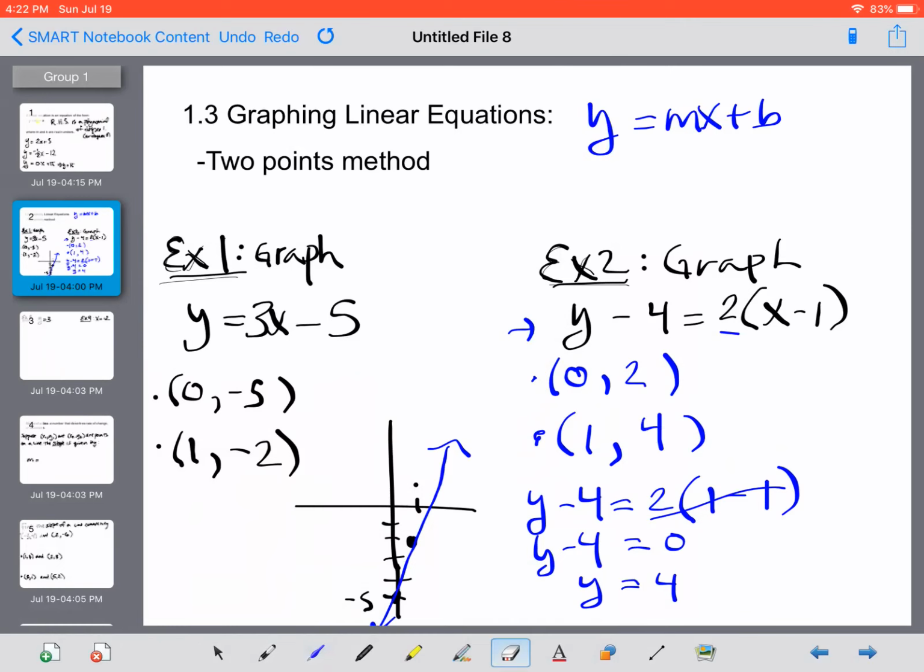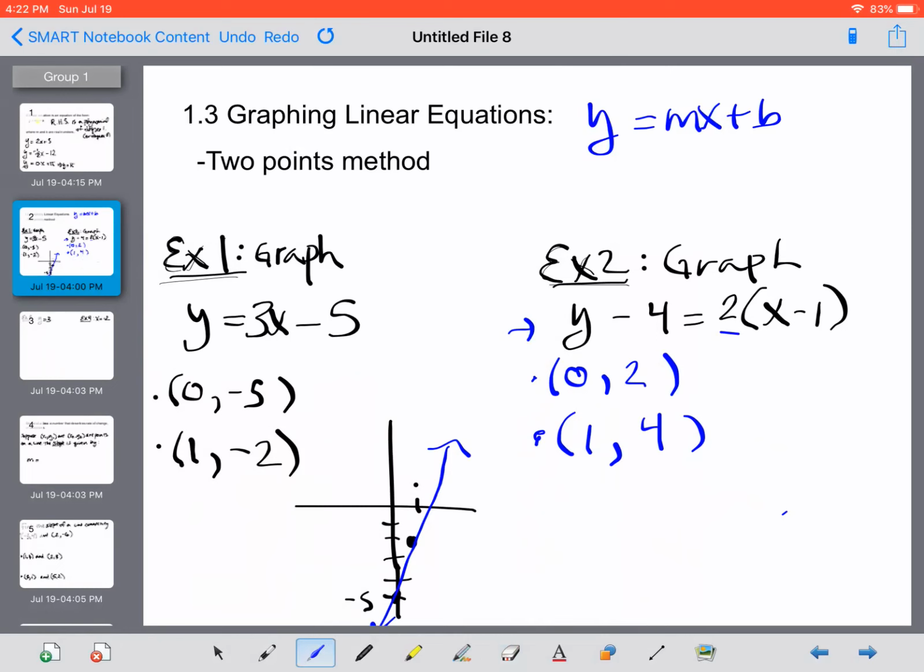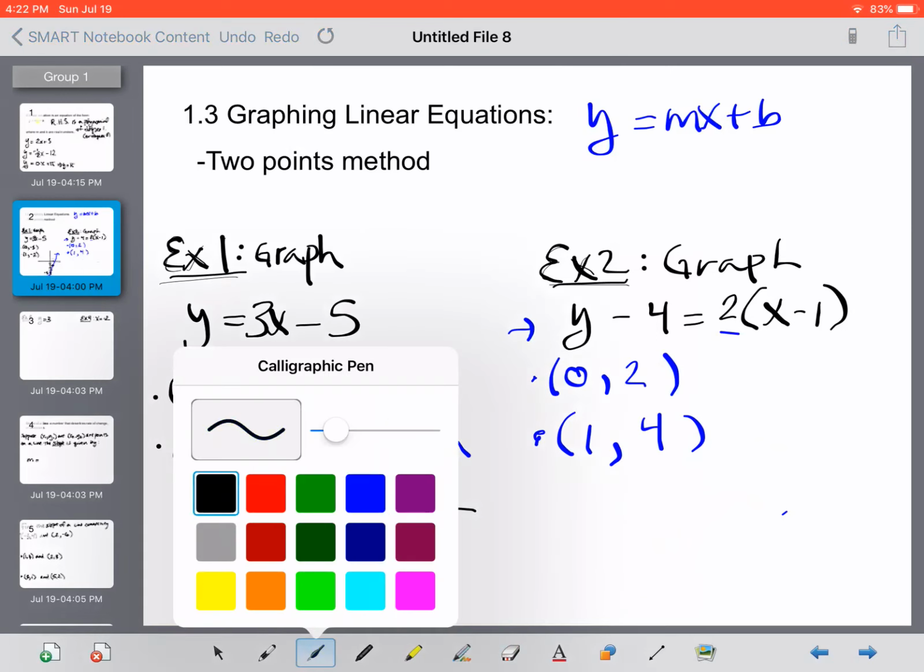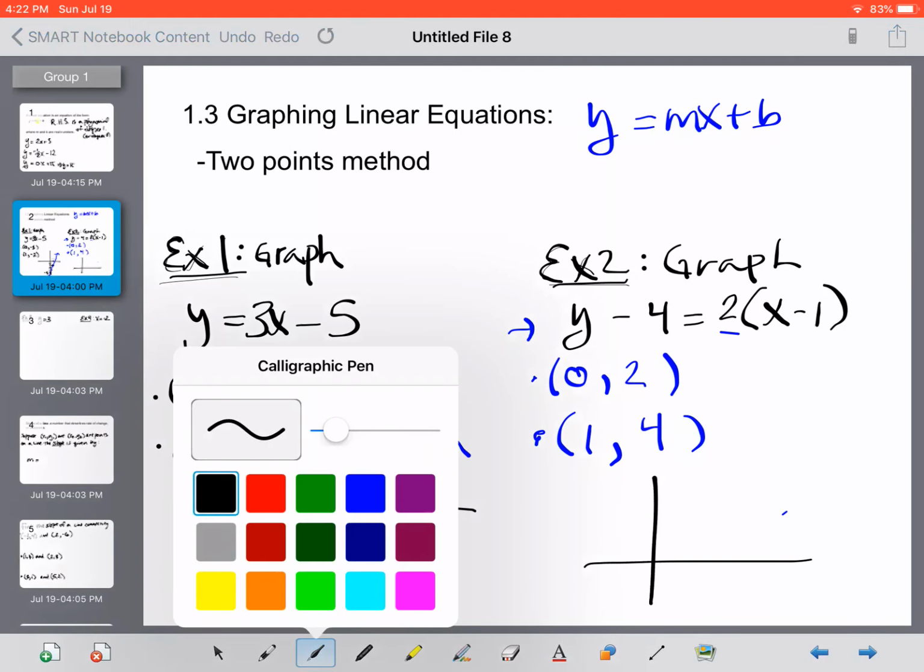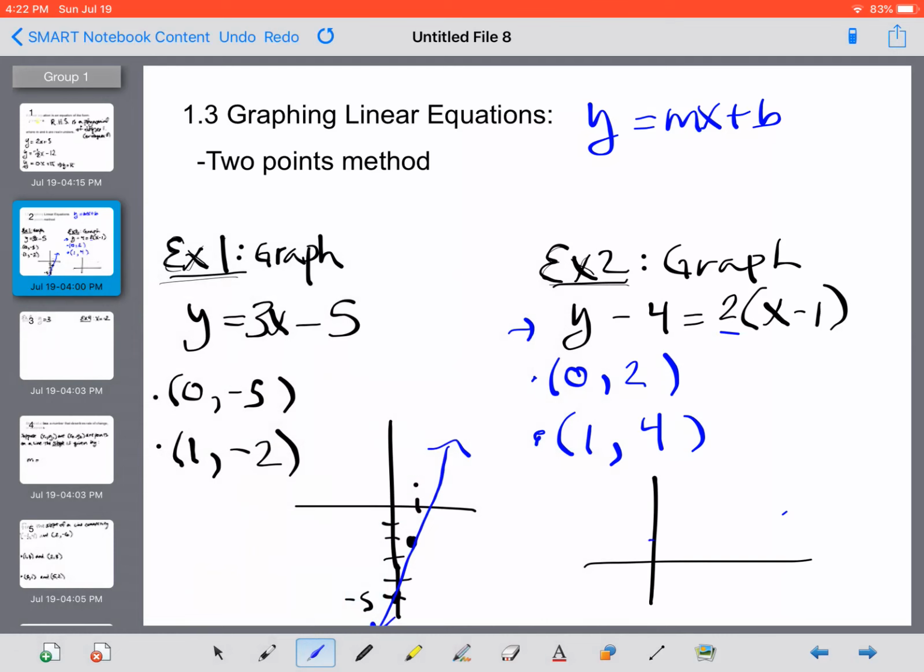Now that I have 2 points, that's enough to determine the graph of this line. So all we have to do is graph it. Okay, so I'm going to plot my point at (0, 2). That's a y-intercept of 2. Make sure you label your axes, and then plot a point at (1, 4). That's up here, and just draw your line through those 2 points.